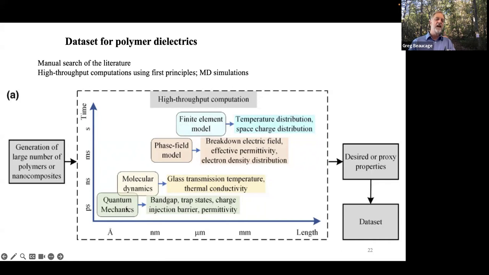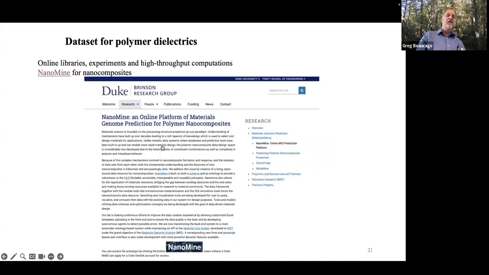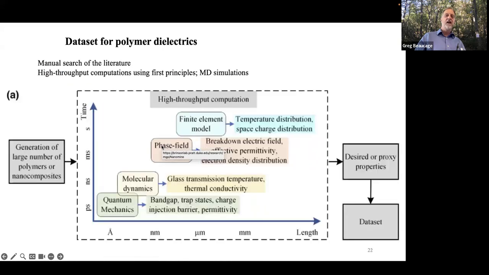And these are packages. It turns out that for quantum mechanics simulations you have to buy the software, and it's expensive. Molecular dynamics is mostly shareware, so you can freely do that. Phase field is specialized for this topic, dielectrics, like the interfacial breakdown electric field. And finite element is commercial, also commercial.